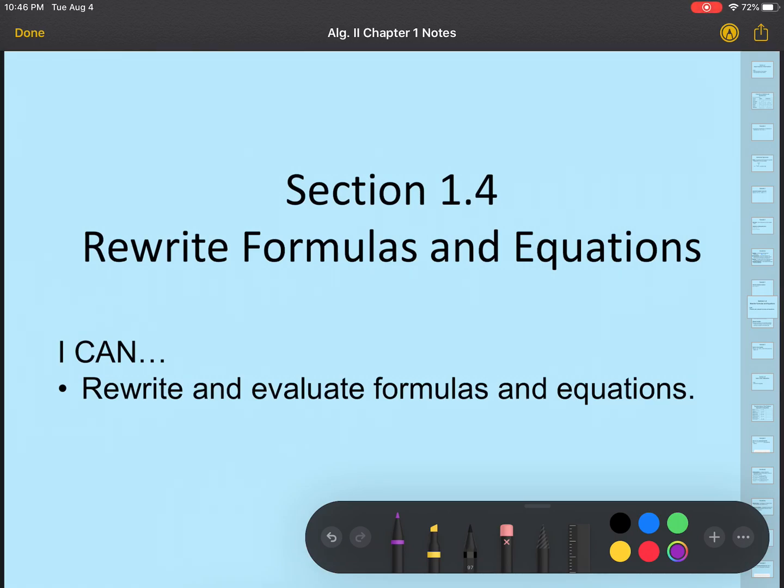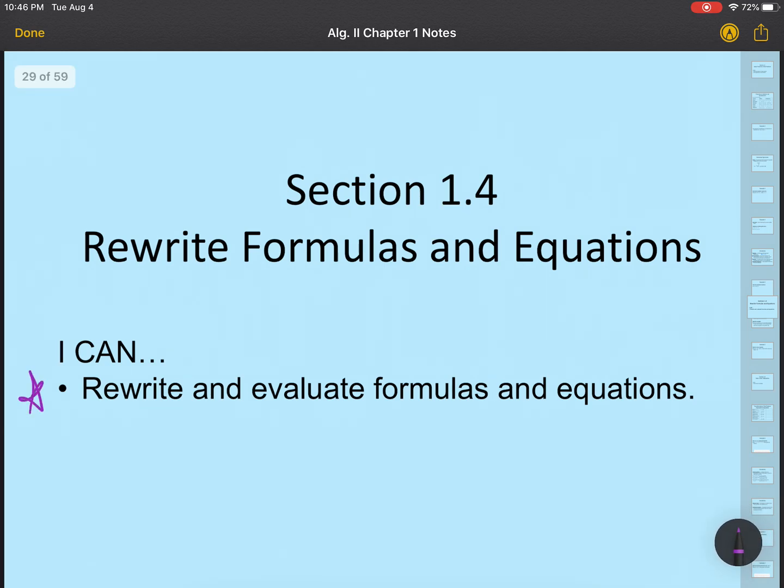This is section 1.4. We're going to be rewriting formulas and equations. That's going to be our main goal for this section.